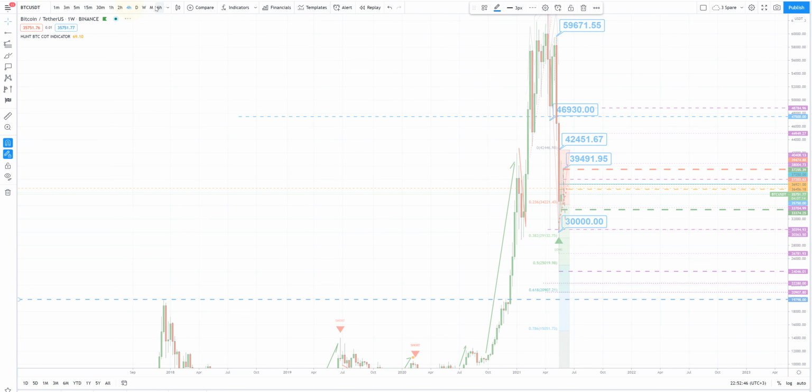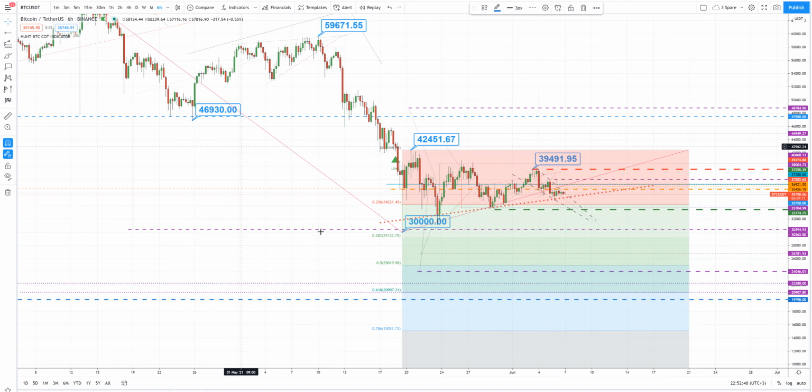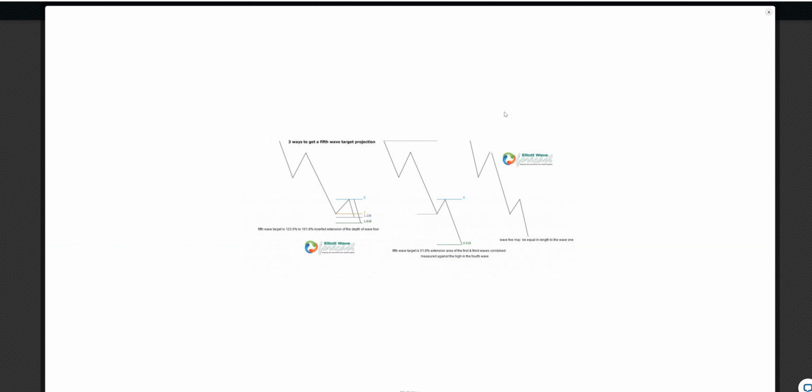Okay, let's go back down to our, was it 6 hour? I think it was a 6 hour. There you go. So we've projected twice the 61.8. Remind me now, what is the third method? The third one is the simplest of them all. The AB leg is the same length as the final EF leg.